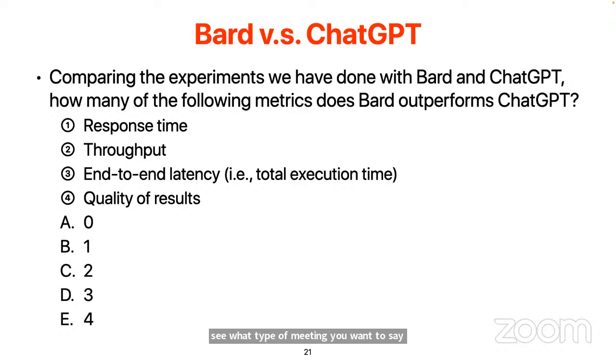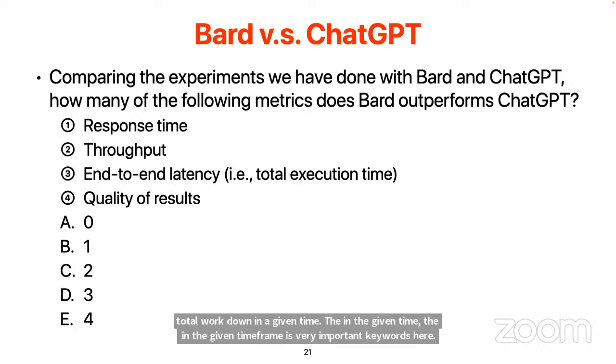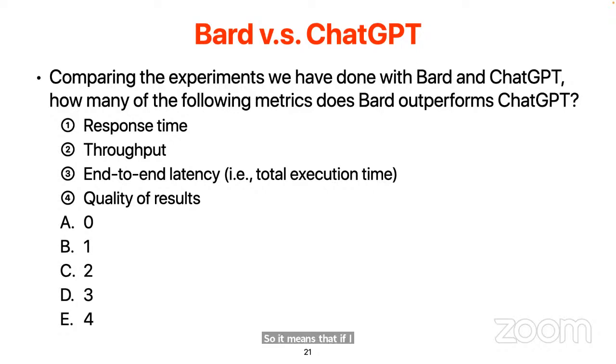Bard is better, right? How about the throughput? What does throughput mean? Okay, total work done in a given time. The phrase "in a given time frame" is a very important keyword here. It means that if I give you the same amount of time, what is the total amount of work each of them can do? That's called throughput.